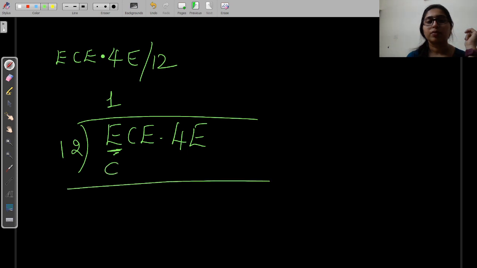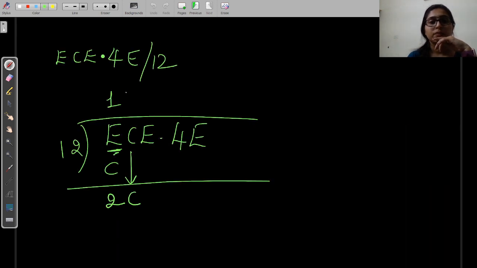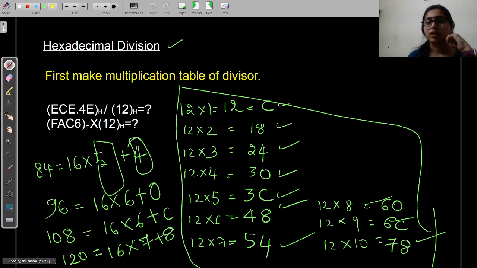So C. What is this? It is 14, 12, 2. Next I'll take 2C. 24 is less than 2C, right? So 12 3s are 24. So 12 minus 4 is 8. I'll take this now, 8E. Where is 8E? Next see 12 into 11.